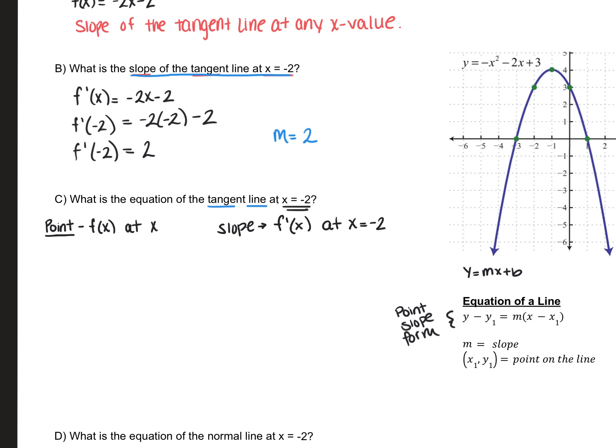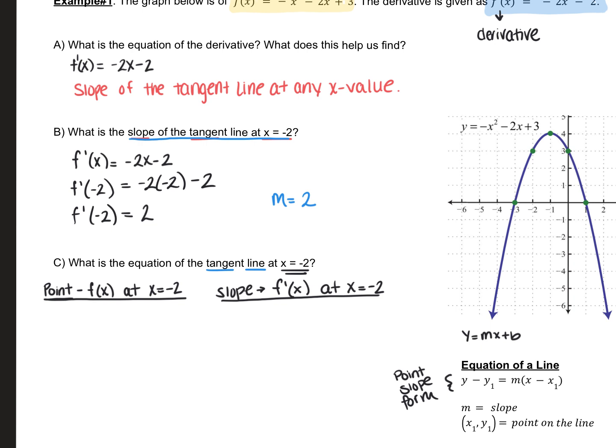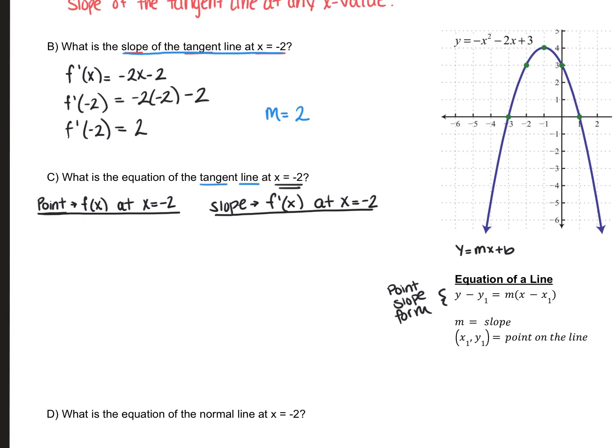So f of x at x equals negative 2, and the slope, f prime of x at x equals negative 2. Best way to remember this, derivative means slope, right? Didn't we say the derivative equation gives us the slope of the tangent line? So when we want to find the slope, we're going to use the derivative equation. When we want to find the point, we use our original function f of x. So our original function for f of x is negative x squared minus 2x plus 3. And I want to find the y value, so I'm just going to plug in my x value of negative 2.